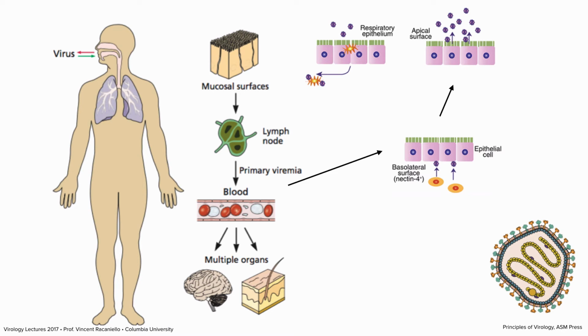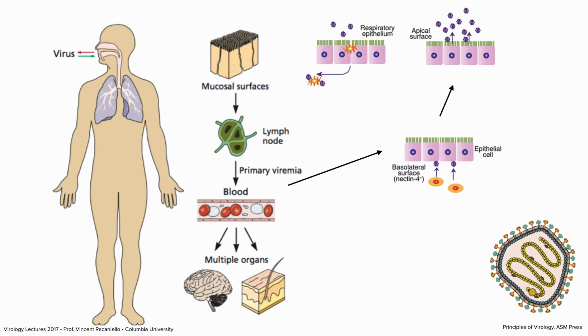Now, this is very different from flu or rhinoviruses, which enter the apical side of the respiratory epithelium. They are shed from the apical side. They don't come out of the basolateral side. They don't enter the circulation. So measles doesn't enter the apical side because these receptors for the virus, Nectin-4 they're called, they're only on the bottom of the cells. They're not on the top.